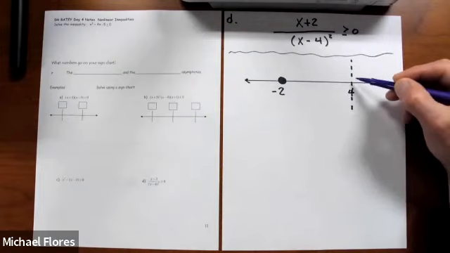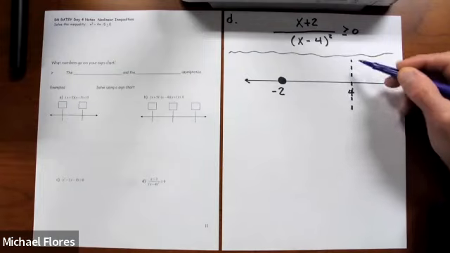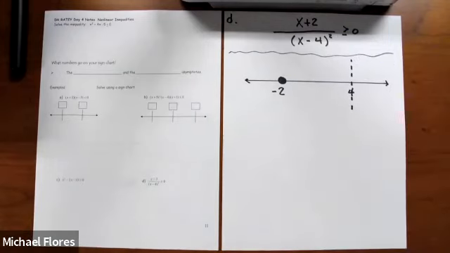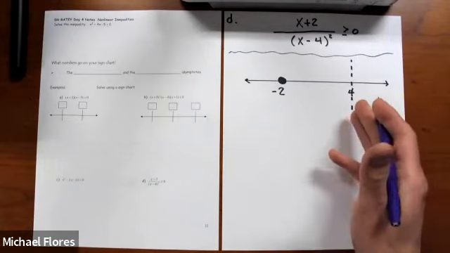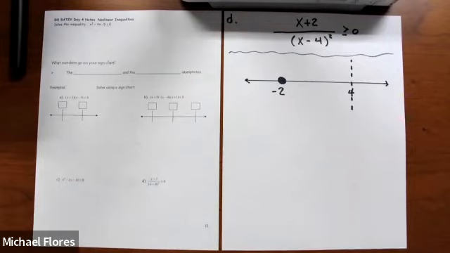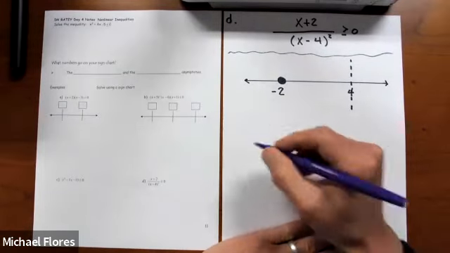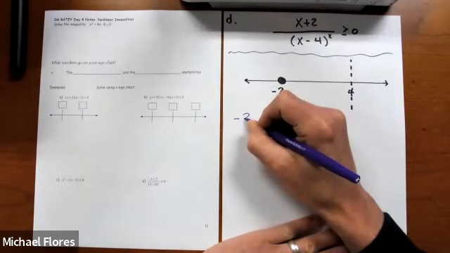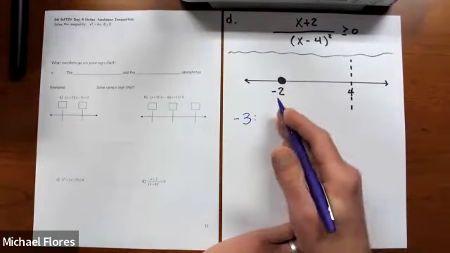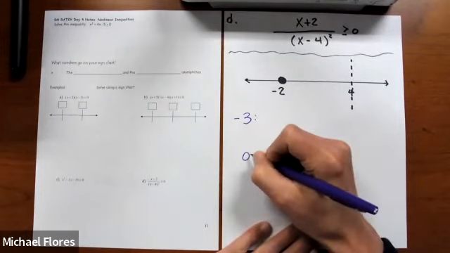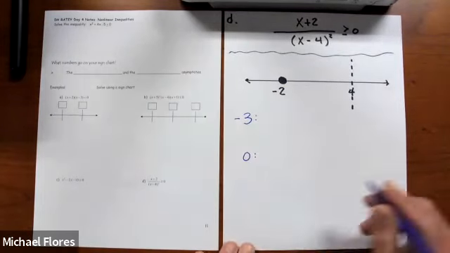Note that rather than putting a coordinate there, I put a vertical dashed line. That lets me know we're dealing with an asymptote here and not a coordinate, not something that x can actually be. But we're going to solve it in much the same way. We want to pick a number that is less than -2, a number in between -2 and +4, and then a number greater than 4.